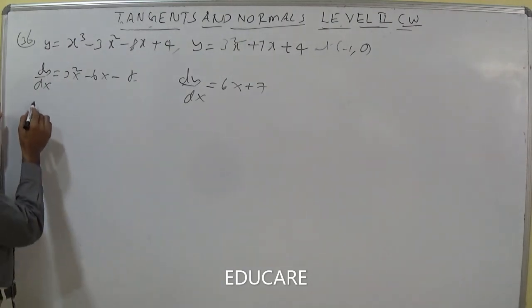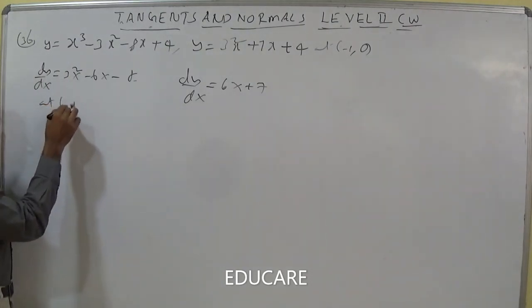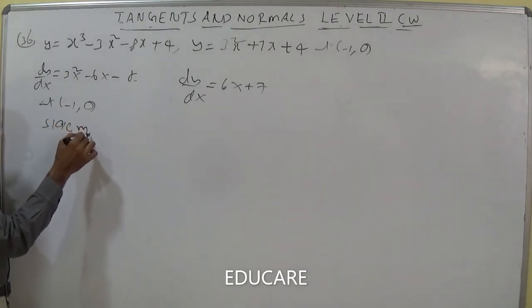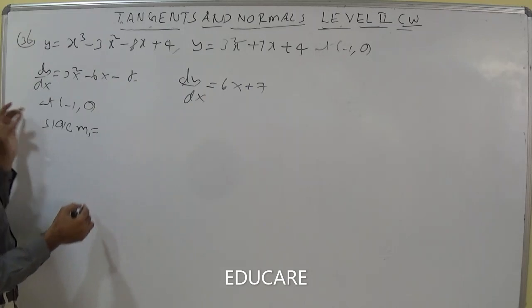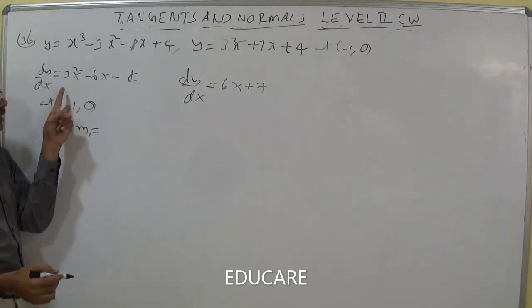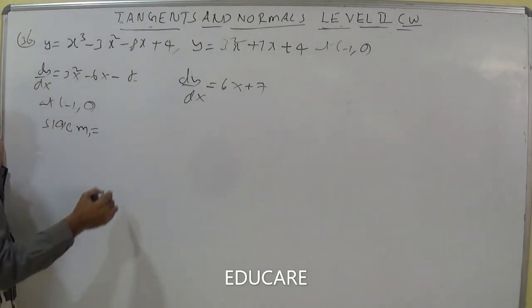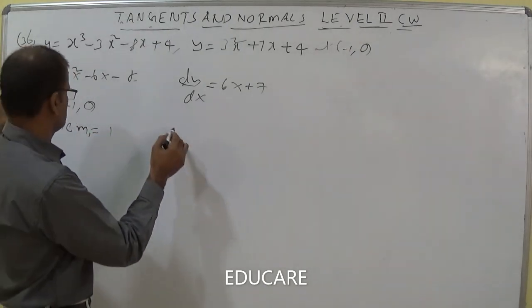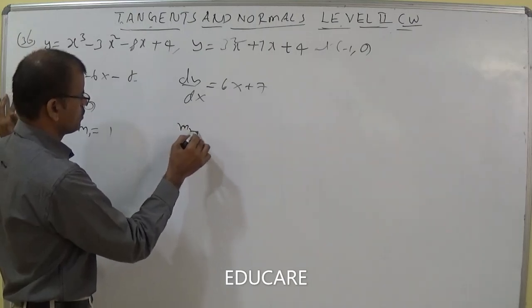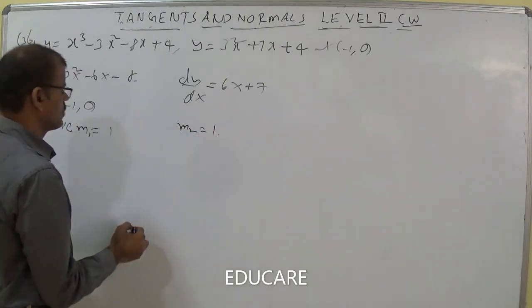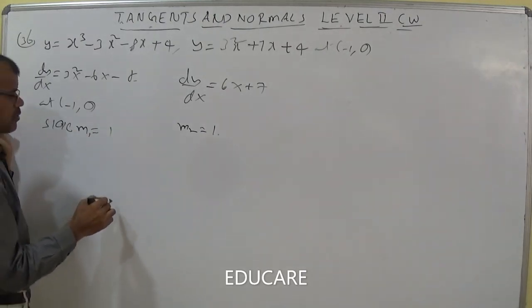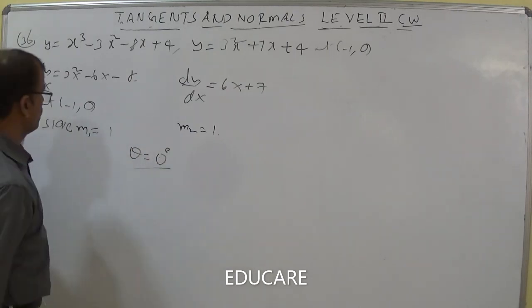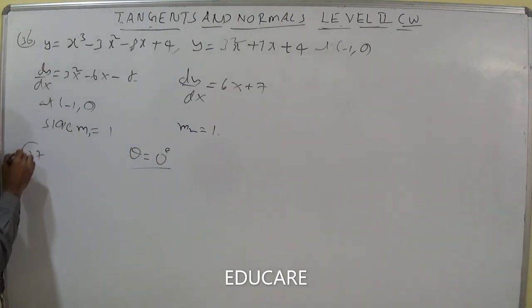At minus 1 comma 0, slope m1: substitute the value minus 1, it becomes 3 into minus 1 square, 3 plus 6, 9 minus 8, 1. Here, substituting minus 1, slope m2 is equal to minus 6 plus 7, here also you get 1. Whenever two slopes are equal, the lines are said to be parallel or coincident, so there will be no angle. Theta is equal to 0 degrees.